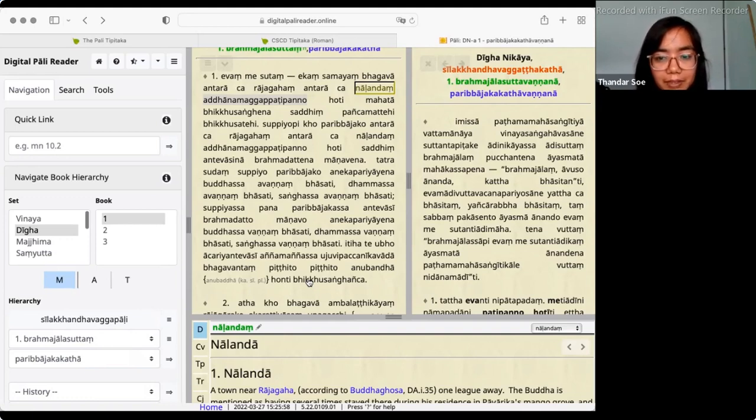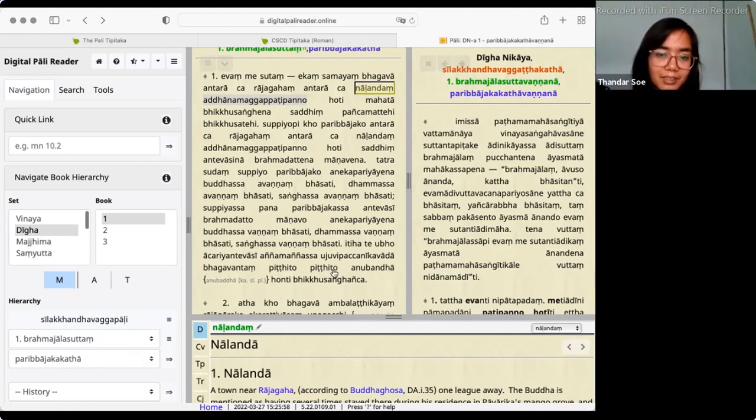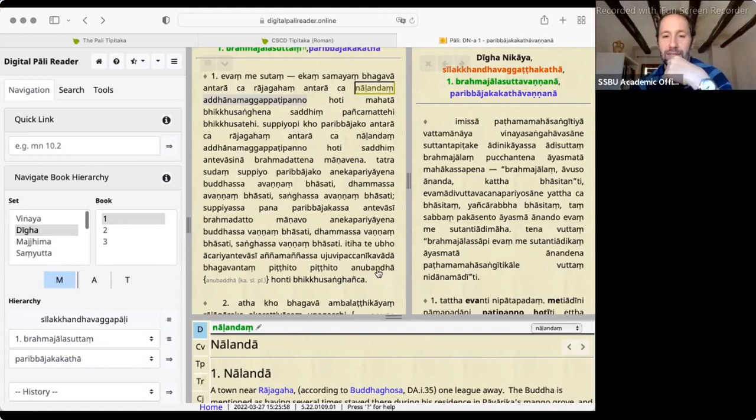Pitito, that is an ablative. It's a kind of adverb that means behind, something like behind. After. Yeah. So this also goes with anubandha or anubadda, depending on the reading. So they were following after, going after, that pitito means in the back, after. Yeah. And you take Bhagavantam pitito or Bhagavantam anubandha.